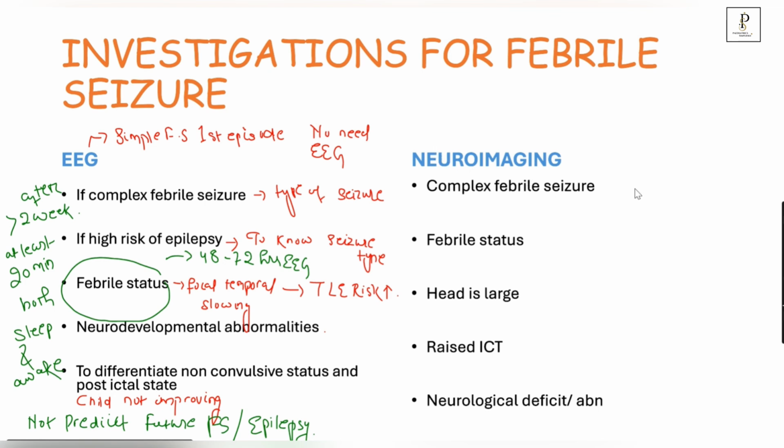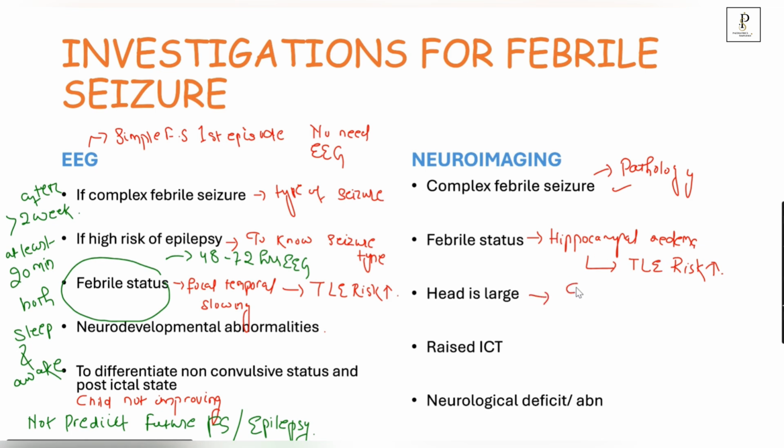Neuroimaging: what are the indications? If it is a complex febrile seizure, you do neuroimaging to see the pathology. So where is the problem? If it is febrile status, then you do neuroimaging to see hippocampal edema. If there is hippocampal edema, the chance that in future the child will develop temporal lobe epilepsy will be more.